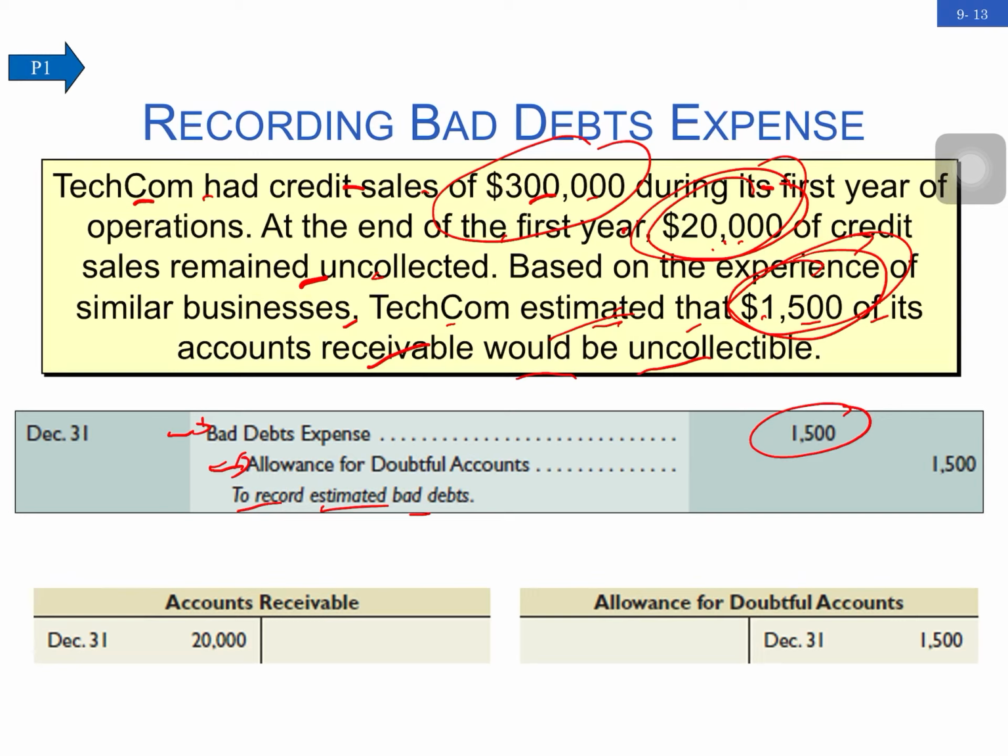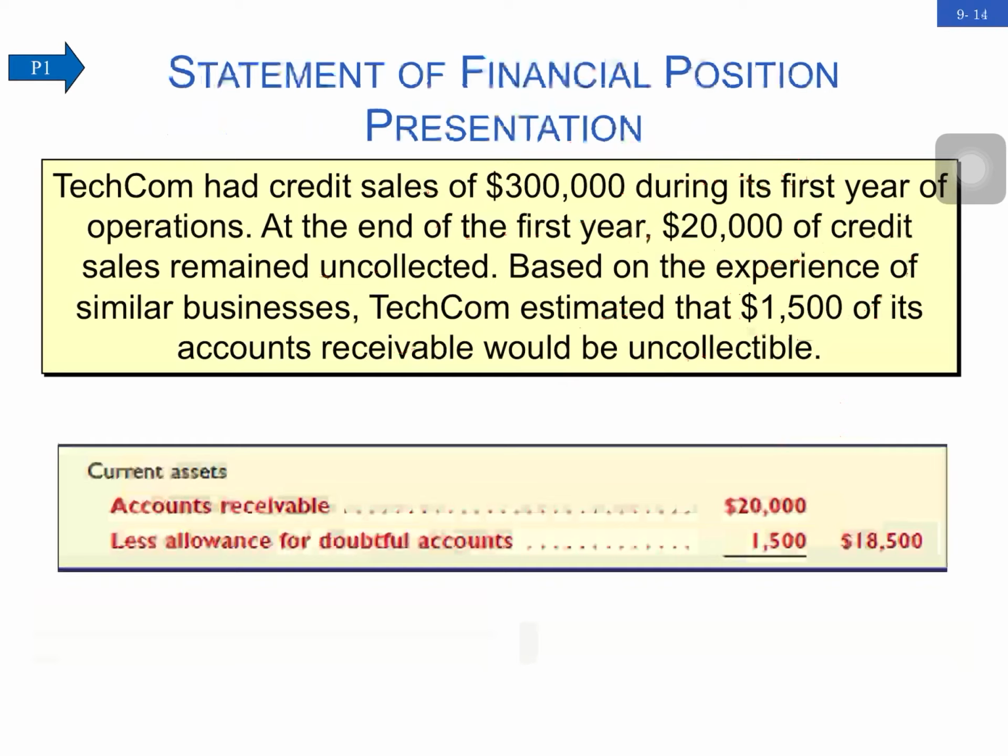Okay, do not forget, I remind you, once you make journal entries, you have to update your ledger or T account. Okay, let's see the effect on the balance sheet of your account receivable. Account receivable here and less allowance for doubtful accounts, and this is your net account receivable. Account receivable, net.